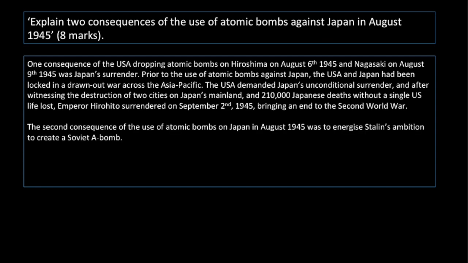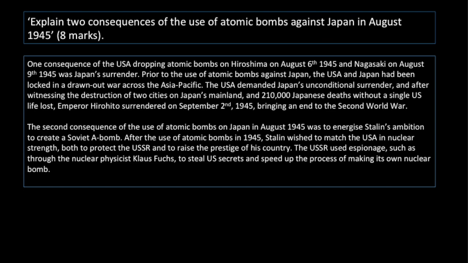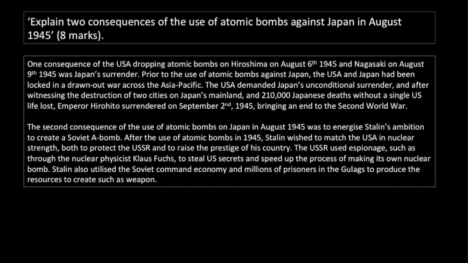The second consequence of the use of atomic bombs on Japan in August 1945 was to energize Stalin's ambition to create a Soviet A-bomb. After the use of atomic bombs in 1945, Stalin wished to match the USA in nuclear strength, both to protect the USSR and to raise the prestige of his country. The USSR used espionage, such as through the nuclear physicist Klaus Fuchs, to steal US secrets and speed up the process of making its own nuclear bomb. Stalin also utilized the Soviet command economy and millions of prisoners in the gulags to produce the resources to create such a weapon. The USSR detonated its first atomic bomb on August 29, 1949.